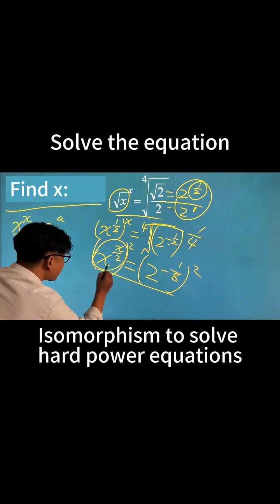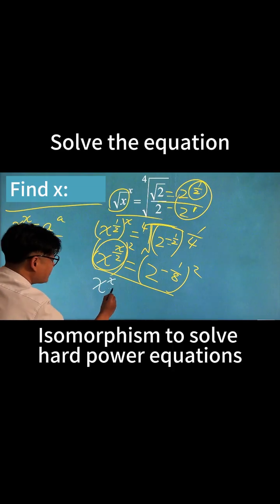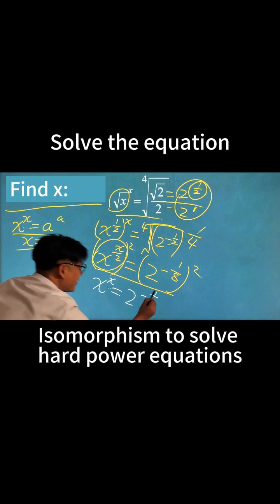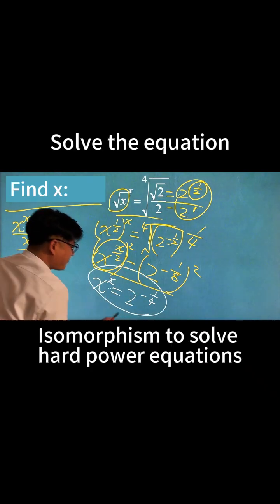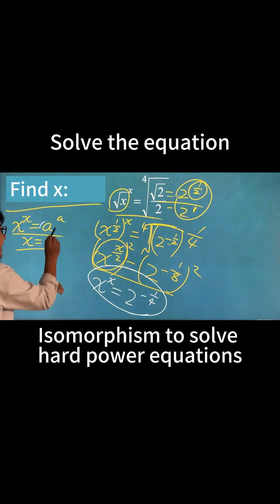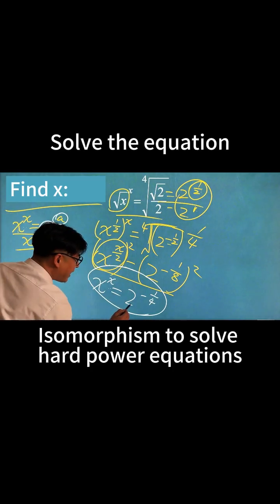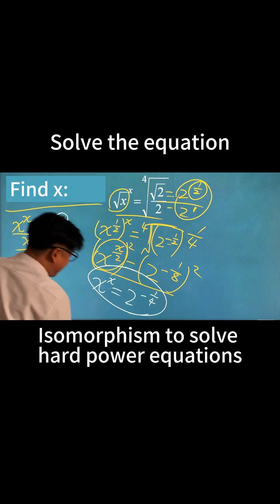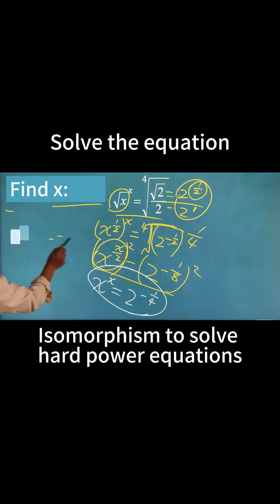Now it becomes x to the x power, doesn't it? And on the right side, doesn't it become 2 to the power of negative 1/4? Okay, so what do we do at this step? Now we need to get it into the form of a to the a power, right? The tricky part is how to make the base and the exponent equal. So what should we do? Everyone, what should we do?